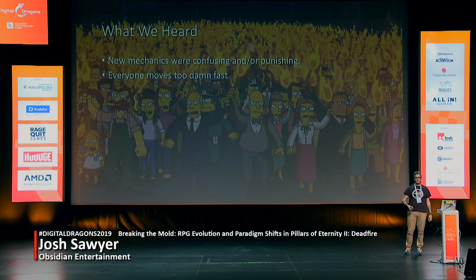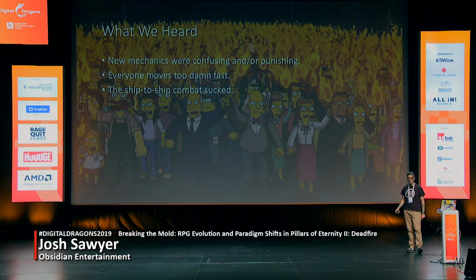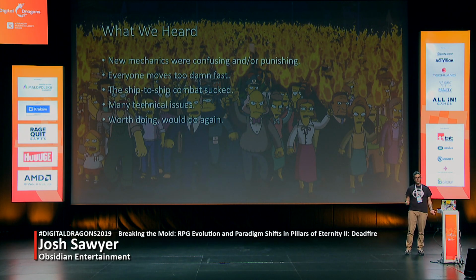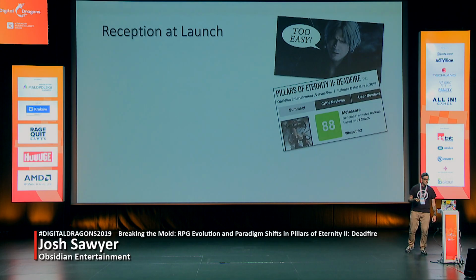We did slow characters down a lot, just physical movement speed. And the ship-to-ship combat sucked. We're going to get back to that, but people were like, this sucks. And we're like, how about this iteration? That sucks too. How about at the game launch? It still sucks. And there were a lot of technical issues. So it was worth doing. They did really find a lot of stuff, both from a gameplay perspective and also a technical perspective, that helped the final game in the long run.